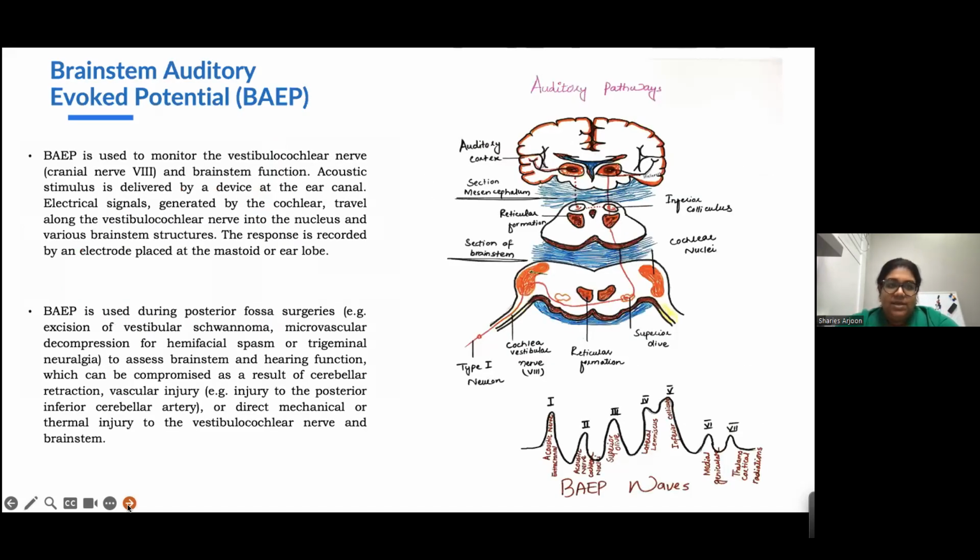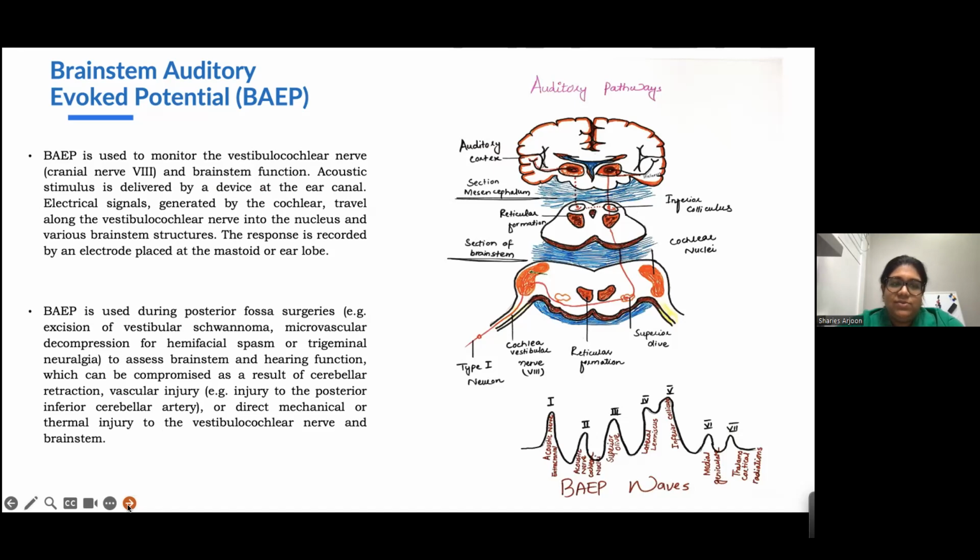Moving on to brainstem auditory evoked potentials, BAEPs, is used to monitor the vestibulocochlear nerve, which is cranial nerve 8, and brainstem function. Acoustic stimulus is delivered by a device at the ear canal, and electrical signals generated by the cochlea travel along the vestibulocochlear nerve into the nucleus and various brainstem structures. The response is recorded by an electrode placed at the mastoid or earlobe.